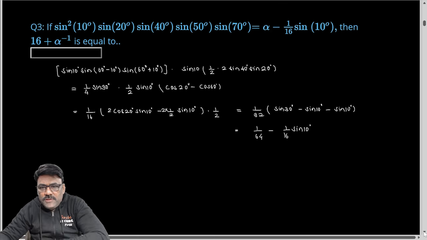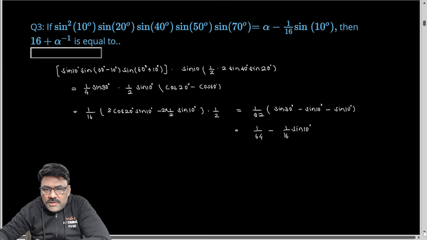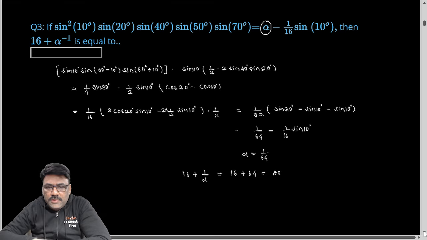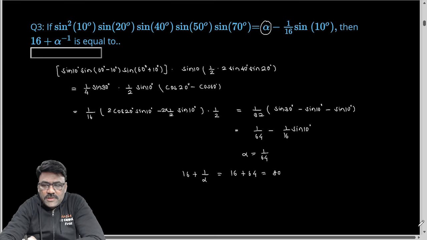And now if I compare it with the right hand side, I can see that in place of this alpha, I'm getting 1 by 64. So alpha is 1 by 64. Now what they are asking is 16 plus alpha raised to minus 1, means 1 by alpha. So it is 16 plus 64, means 80. So for this question, 80 is the correct answer, right?